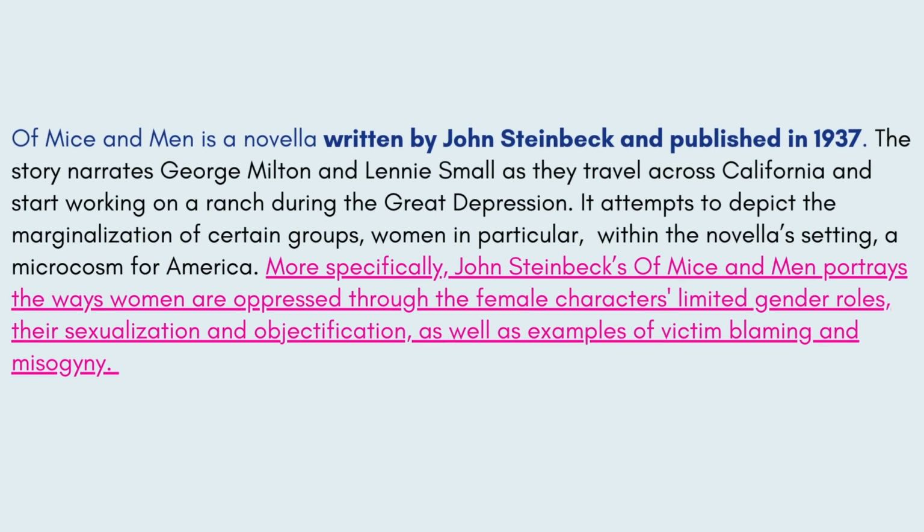Of Mice and Men is a novella written by John Steinbeck and published in 1937. The story narrates George Milton and Lenny Small as they travel across California and start working on a ranch during the Great Depression. It attempts to depict the marginalization of certain groups, women in particular, within the novella setting, a microcosm for America. More specifically, John Steinbeck's Of Mice and Men portrays the ways women are oppressed through the female characters' limited gender roles, their sexualization and objectification, as well as examples of victim blaming and misogyny.